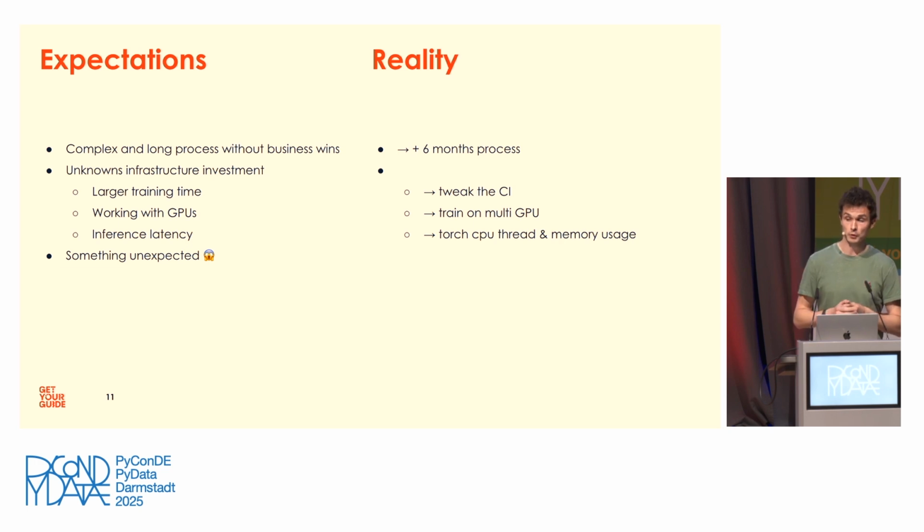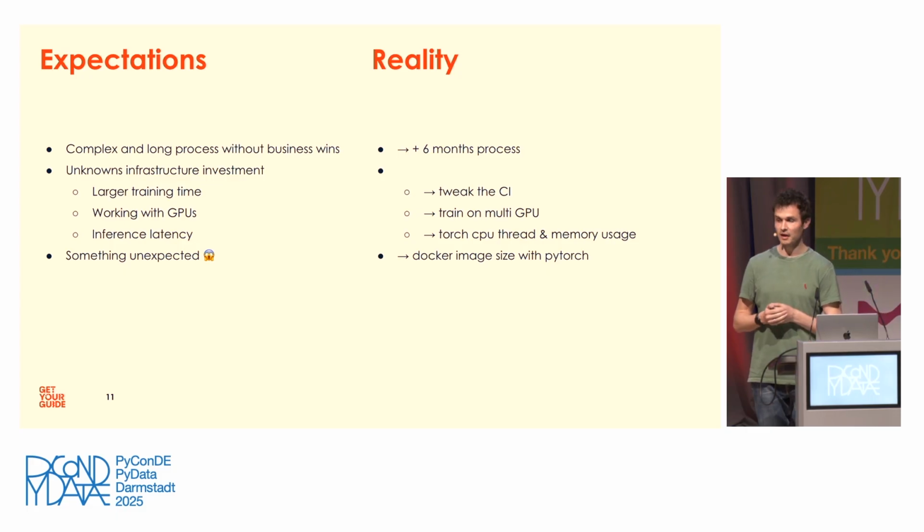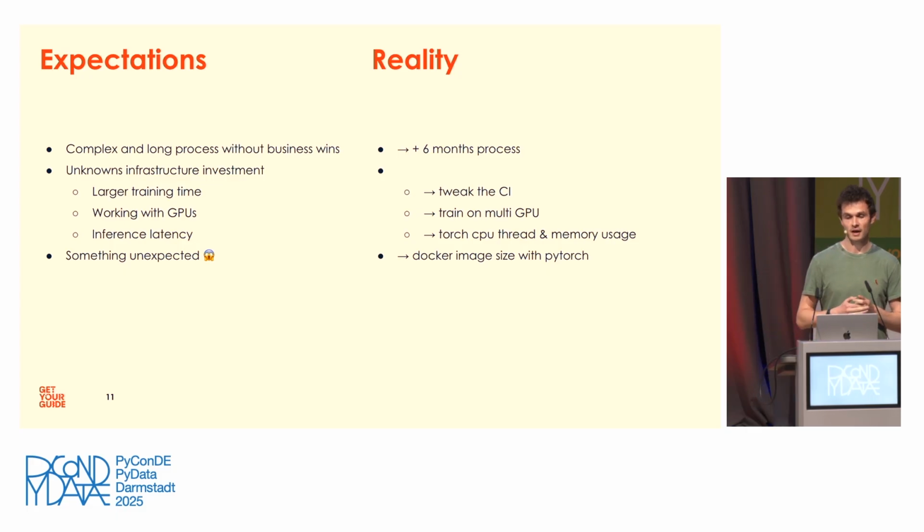But what we were most afraid of was what is not shared in the blog posts. What would be the unexpected thing for us? And actually, we got one: the Docker image size. When we added PyTorch, at first we exploded the Docker image to more than 4 GB, which caused problems for our continuous integration pipeline, which was running out of memory. But we figured out a way around. So that's what we were expecting and what really happened.